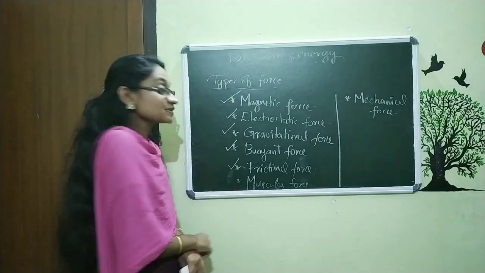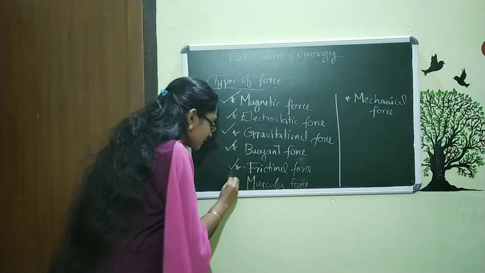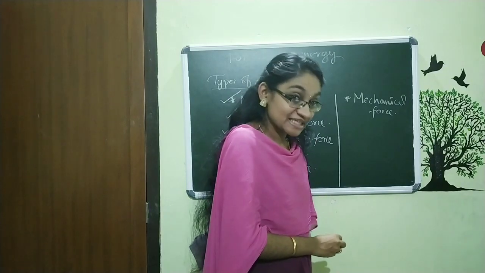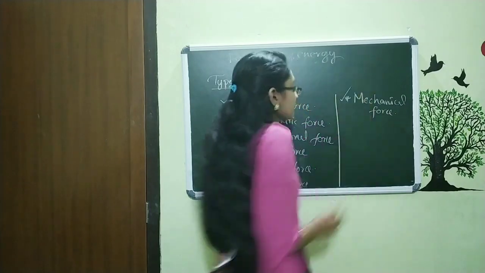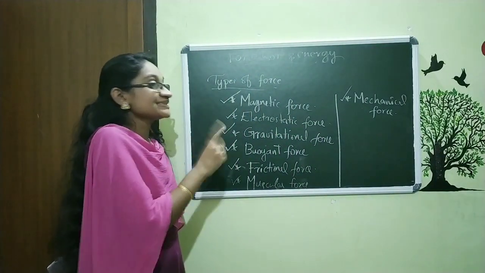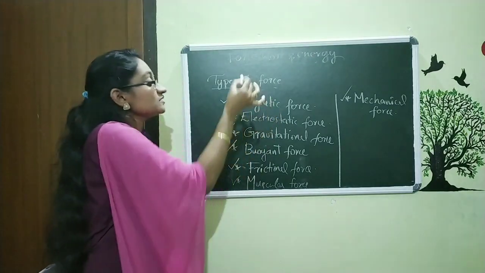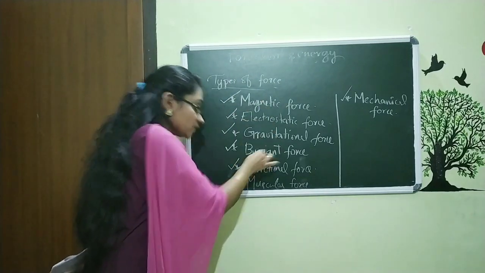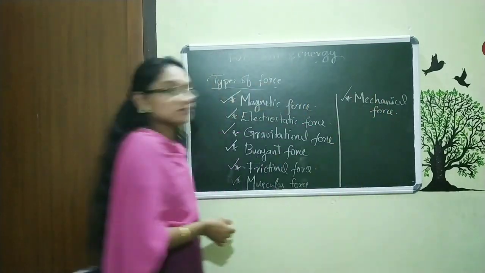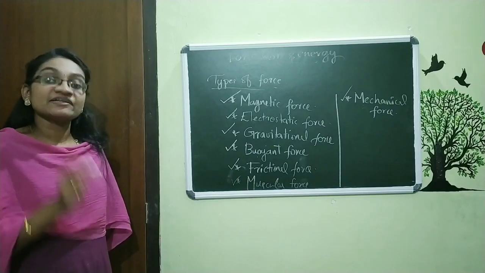The next is muscular force. As its name suggests, it depends upon our muscles. And the next is mechanical force. That depends upon machines. So these are the different types of force. The first task is to study the names of these: magnetic force, electrostatic force, gravitational force, buoyant force, frictional force, muscular force and mechanical force. Now we are going to study each and every type of force in detail.